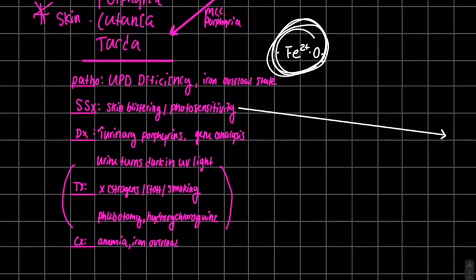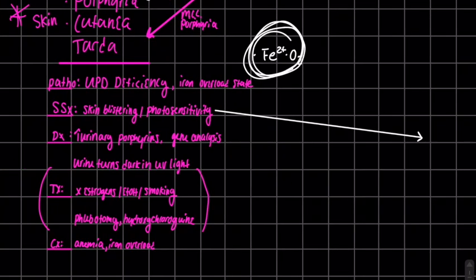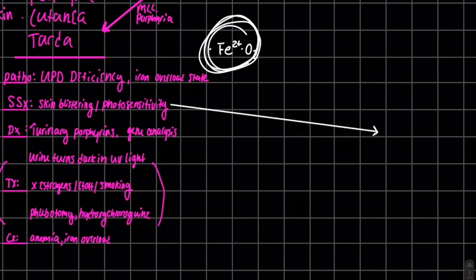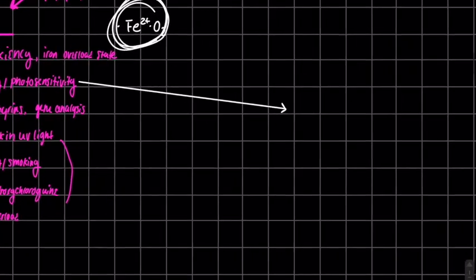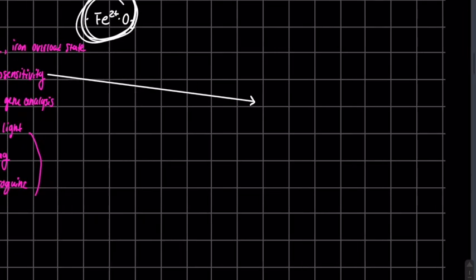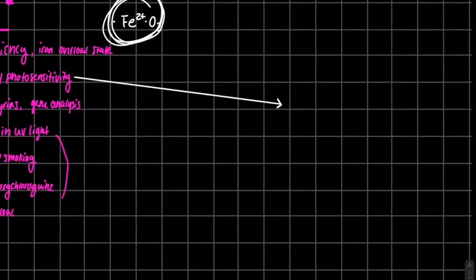So the signs and symptoms of porphyria cutanea tarda, the two big ones are going to be skin blistering and photosensitivity. Skin blistering is not a super common symptom, and photosensitivity is not super common either. Something I would encourage you to do when you get these uncommon symptoms is to look at different things that can cause them. If you see in a question the patient has photosensitivity to light or to UV light, I want you to immediately think about a couple of things, and that's going to limit down your differential for that problem.